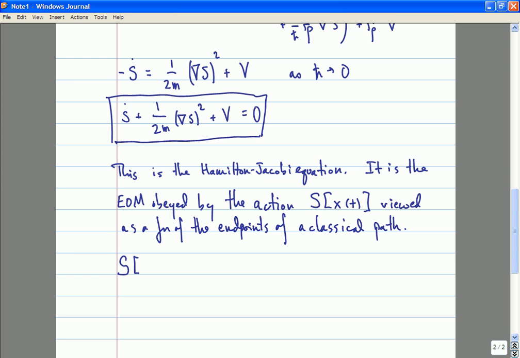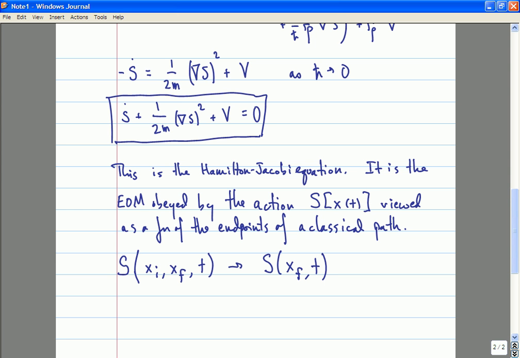Okay. So just to reiterate that, usually you think of the action as a function of paths, okay? But you could also specify the endpoints of the path and find the classical trajectory that solves the equations of motion. And then you could view the action, I should put curly braces there instead of square braces, as a function of time and the initial and the final endpoint. And so if, for example, you fix the initial endpoint and view it as a function of the final endpoint and time, then you view S as a function of two variables, x final and time, and it obeys the Hamilton-Jacobi equation.